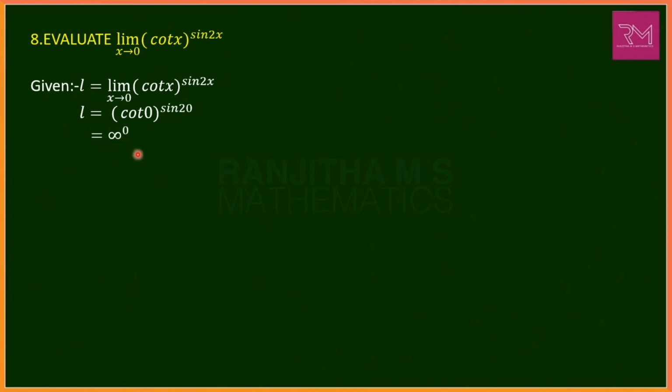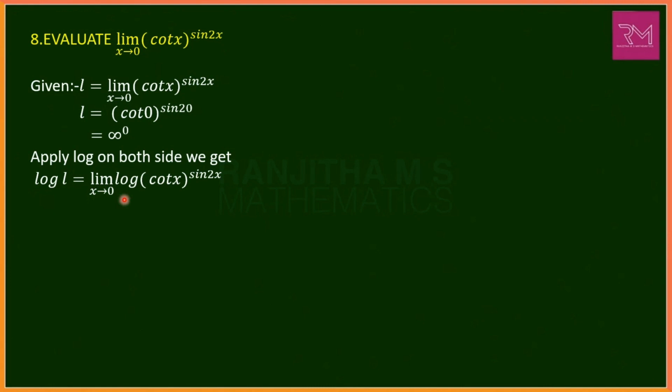The procedure will be same as before. Here we have to convert this indeterminate form to the form 0 by 0 or infinity by infinity. For that, apply log on both sides of the equation. We get log L equal to limit as x tends to 0 of log of (cot x) whole power sin 2x. Here we have to apply log for this whole function, not just for this part. You have to remember this. Apply log for the given value.